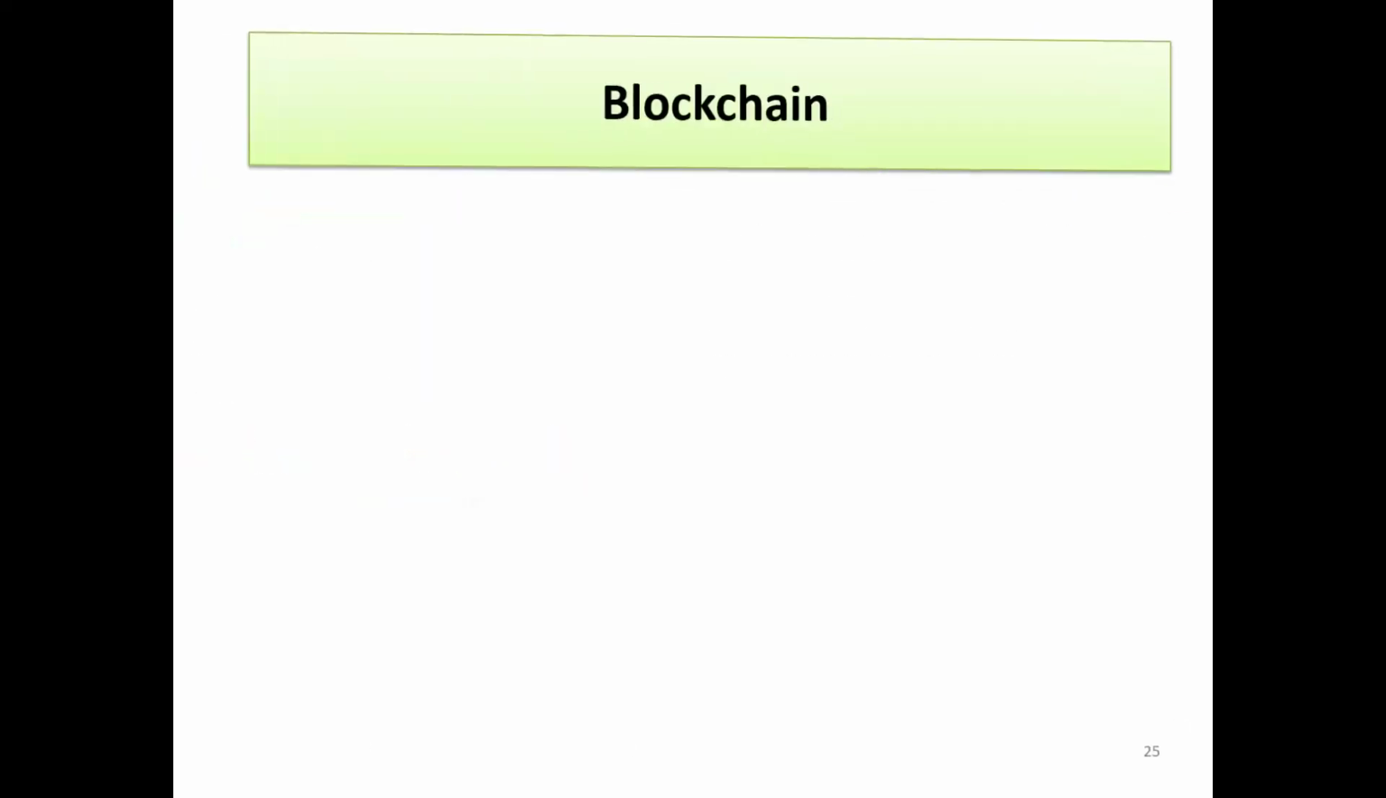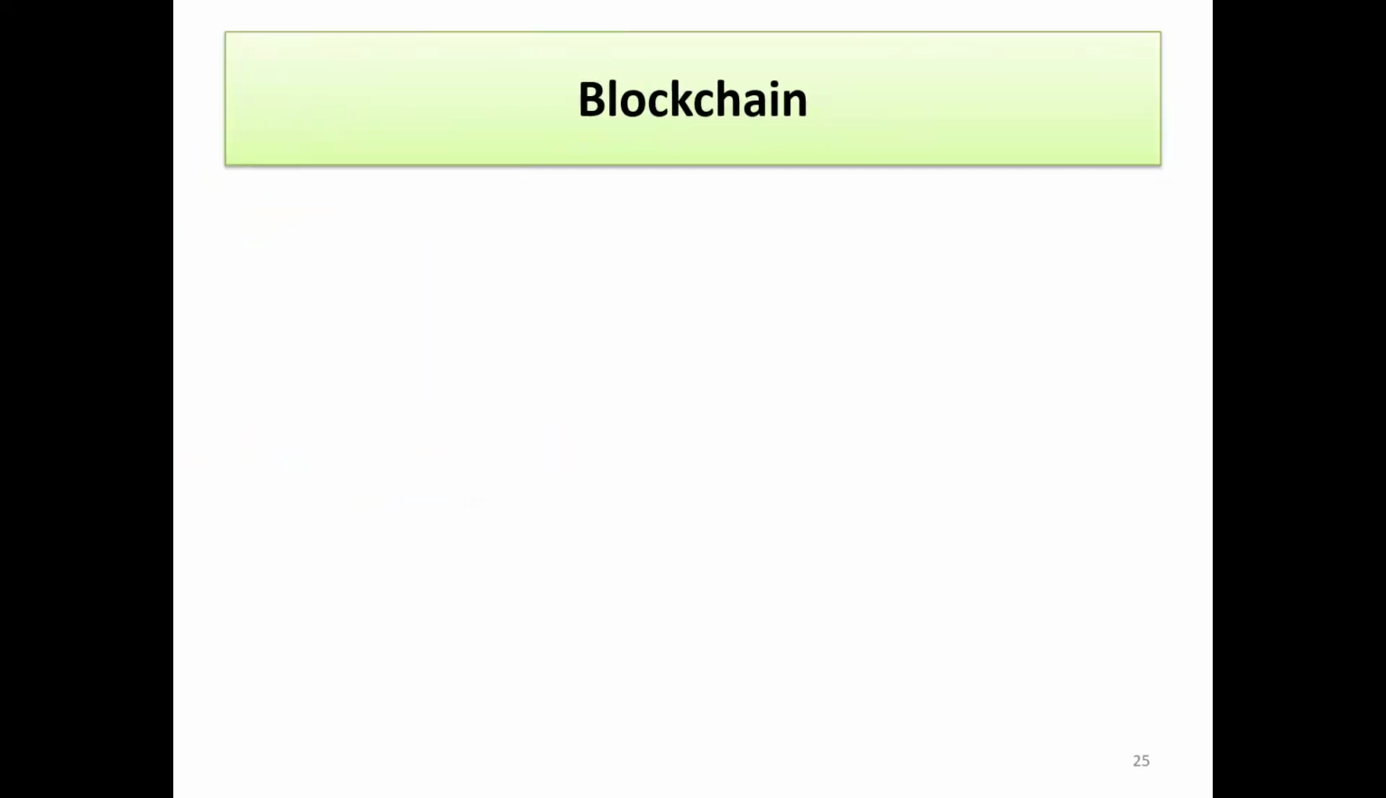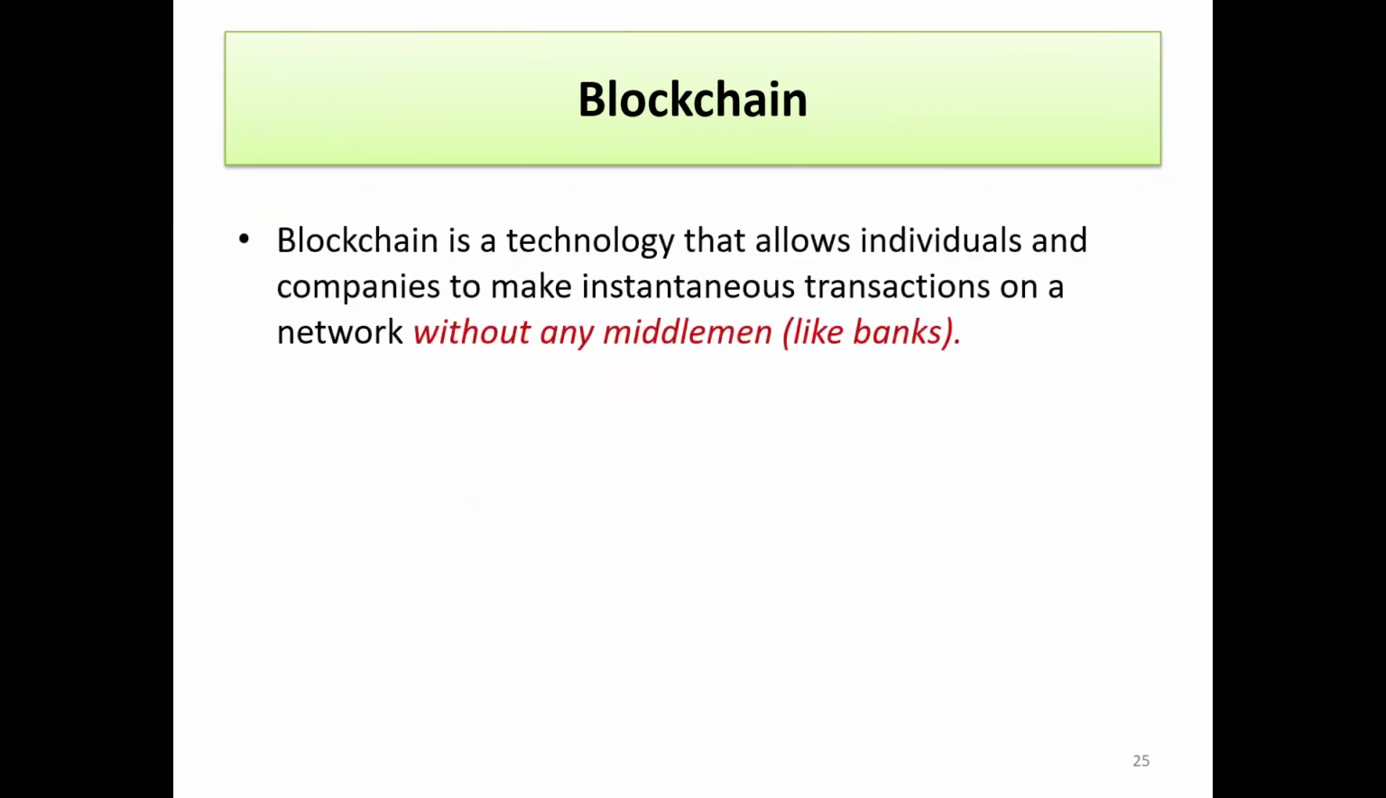And the final point that we have identified in previous exams: the blockchain concept. Students get confused with this also. What is blockchain? It is a technology that allows individuals and companies to make instant transactions on a network without any middleman like banks or any other finance company. Directly we can transact on a network where we see higher security because high volume transactions are being transacted.